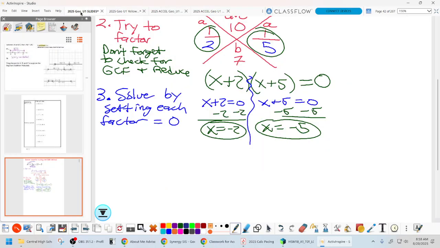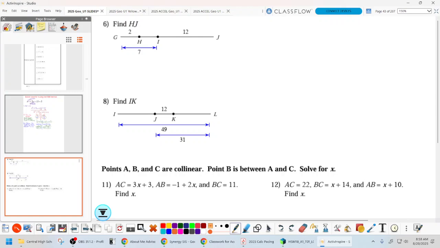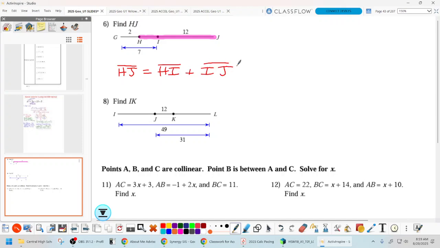So here's some examples. We're going to do these couple pretty fast, just for a concept demonstration. So it shows us that this segment, G to I, is 7, and it says find HJ. So we're asked to find that segment. So H to I we need in order to add HI plus IJ. So here's what it looks like in terms of our notes: HJ equals HI plus IJ. So there's our statement of piece plus piece equals total.